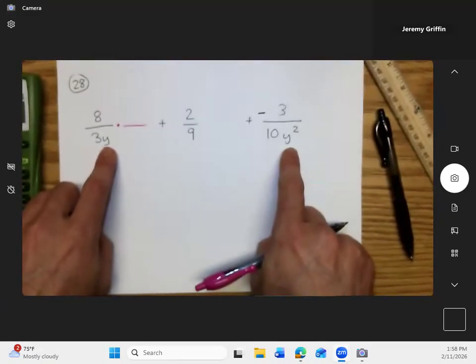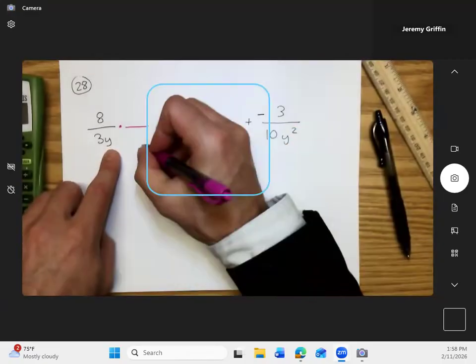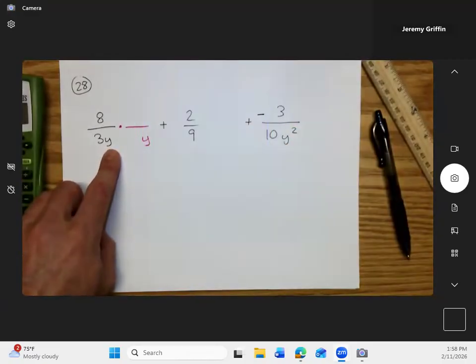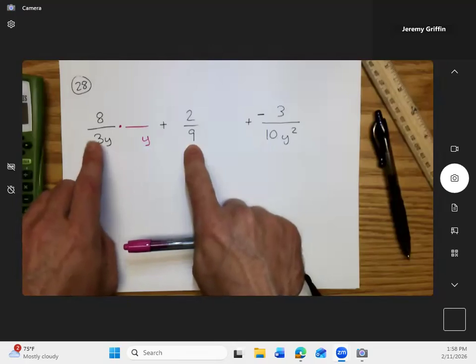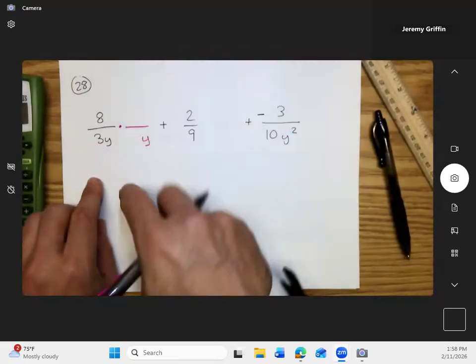Yeah, it needs another y. That's true because I do see a y squared here. So I'm going to have to get a y. What else? Yeah, another 3, because 3 times 3 would bring you up to this. So yeah, I do need a 3.